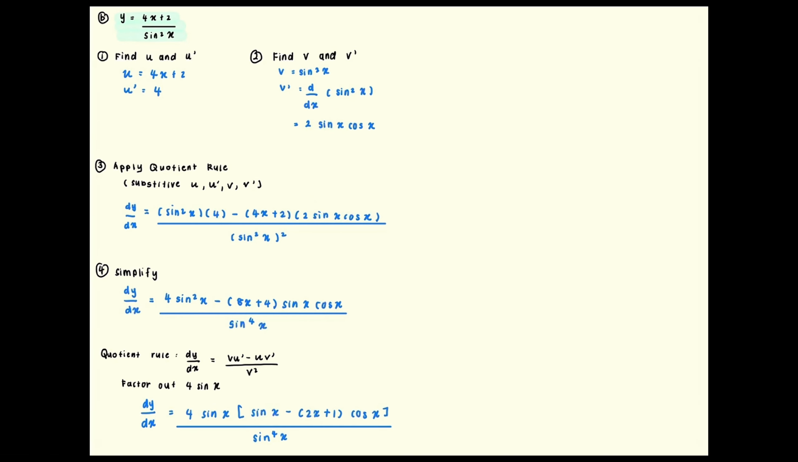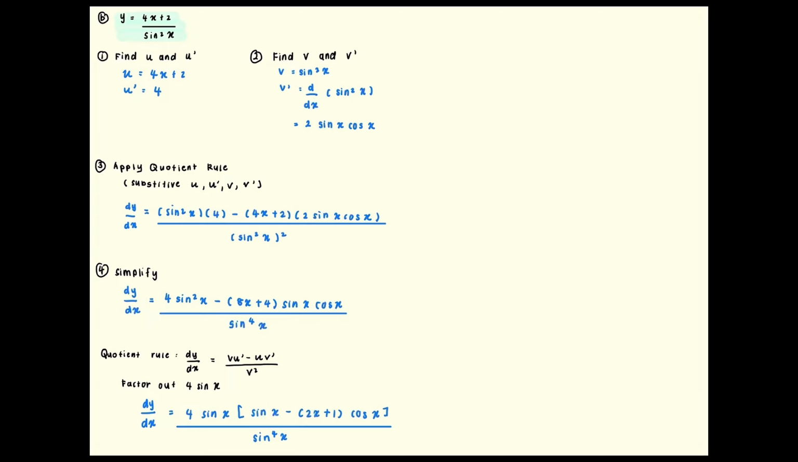Moving on to question 2b, we have the function y equals (4x + 2) divided by sin^2(x). First, because we are dealing with a fraction, we need to identify our numerator, which we will call u. Our u is 4x + 2. When we take the derivative of u with respect to x, denoted as u prime, the derivative of 4x is 4, and the derivative of the constant 2 is 0. So u prime equals 4.